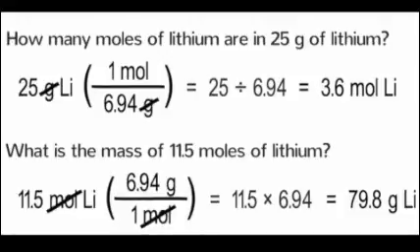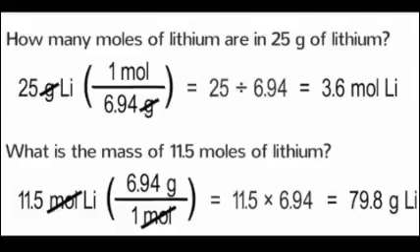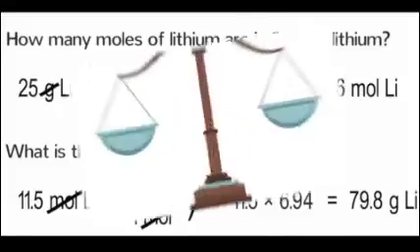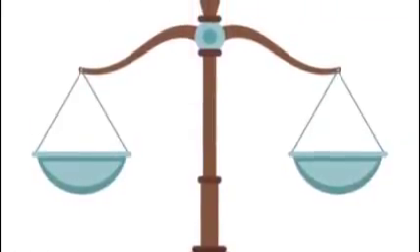moles of lithium. In the second example, we are going backwards. We are given moles, and we are asked to find the mass. We start with what is given, which is 11.5 moles of lithium. We multiply this by the molar mass, which is 6.94 grams. When the moles cancel out, we are only left with grams, and when we multiply it out, it gives us 79.8 grams of lithium.